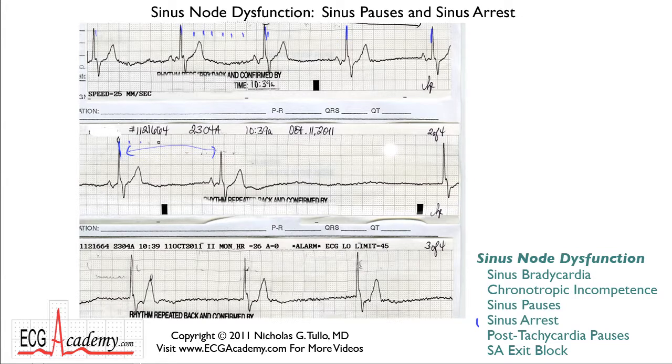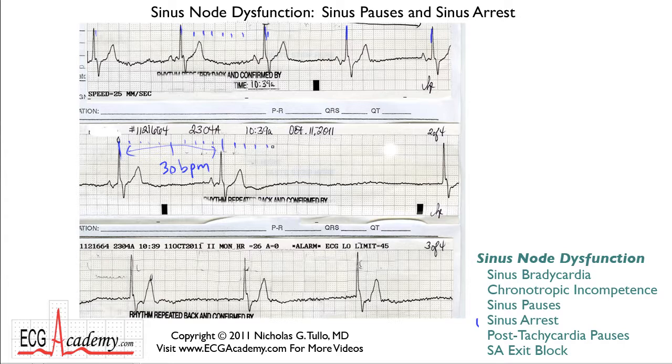It's 1, 2, 3, 4. 1 second, 1, 2, 3, 4. Just about 2 seconds. So that equals 30 beats per minute. Right? Remember that if you take the number of seconds, divide into 60, you get the rate. So a 2 second interval is 30 beats per minute. And then look at this long pause.